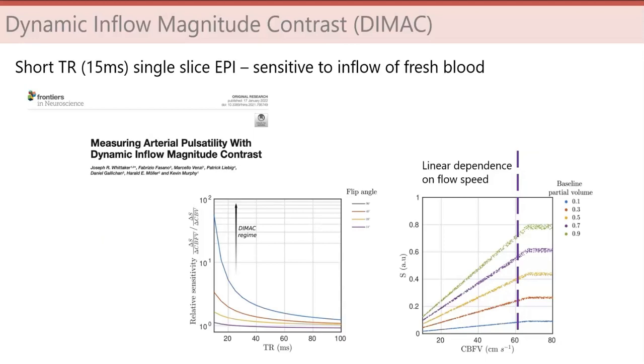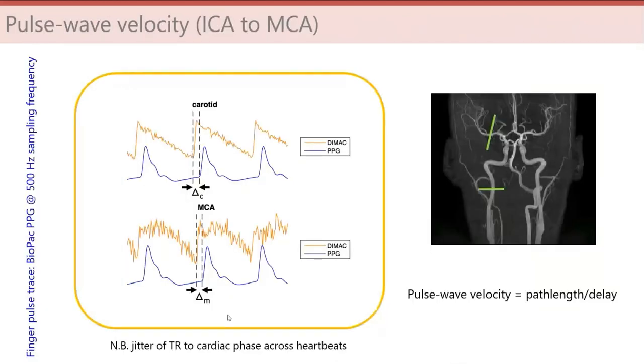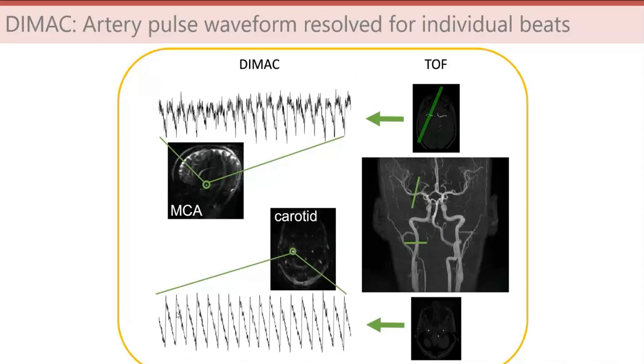And that's what we're interested in here, with what we're terming the DIMAX signal, which is the dynamic inflow magnitude contrast signal. Joe Whitaker and Kevin Murphy proposed this years ago, and they showed some nice signals where you see this linear flow dependence. You're able to image the flow in large intracranial arteries, and you can see a nice pulse waveform. The key bit here is that we're resolving the pulse on a beat by beat basis. We're able to resolve individual heartbeat responses.